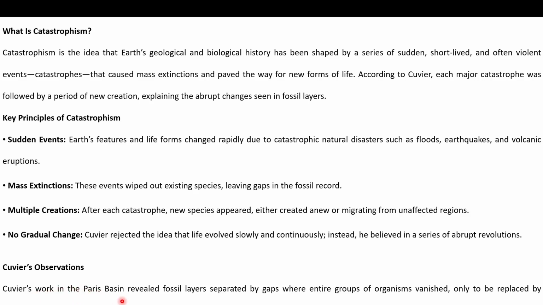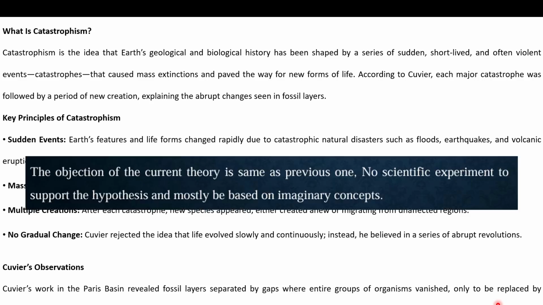Cuvier's work in the Paris Basin revealed fossil layers separated by gaps where entire groups of organisms vanished, only to be replaced by different species in the next layer. From this observation, he interpreted these gaps as evidence of mass extinction events, each followed by new creation. So this was catastrophism.